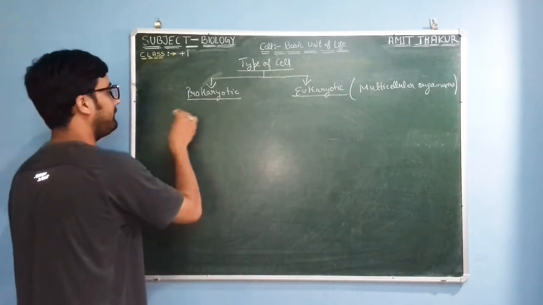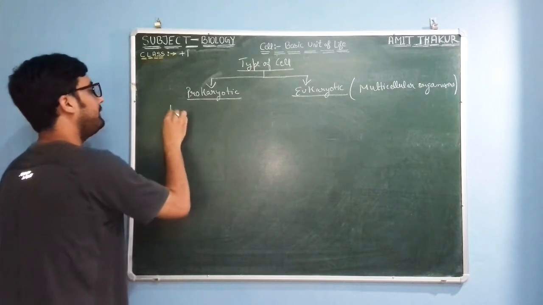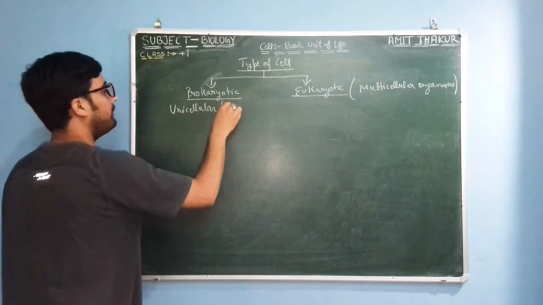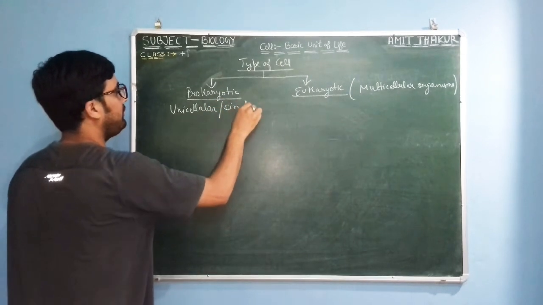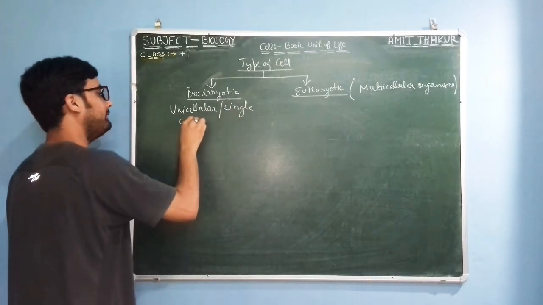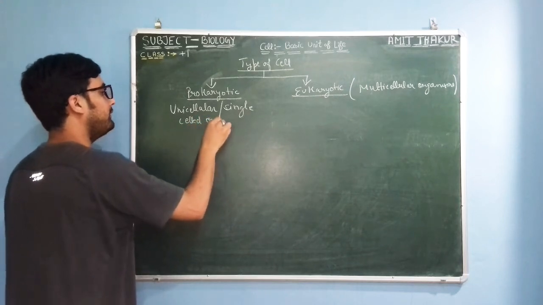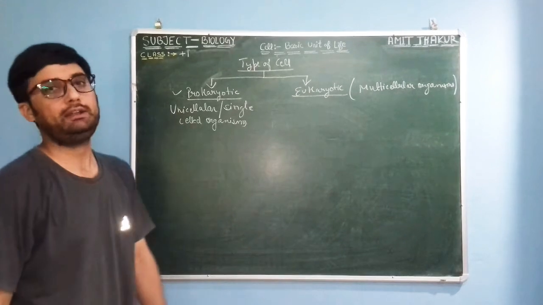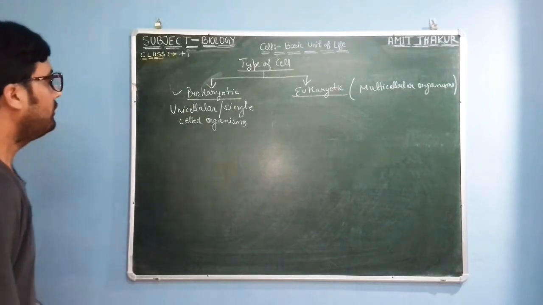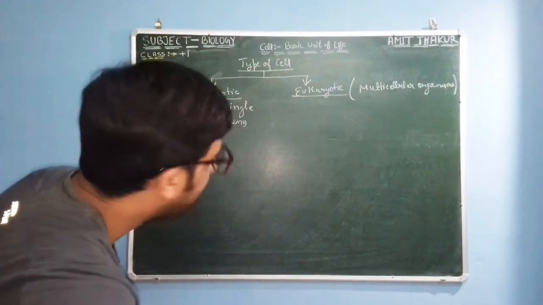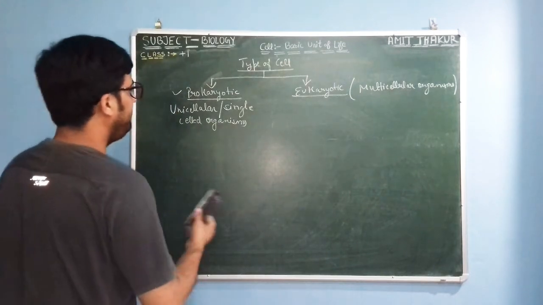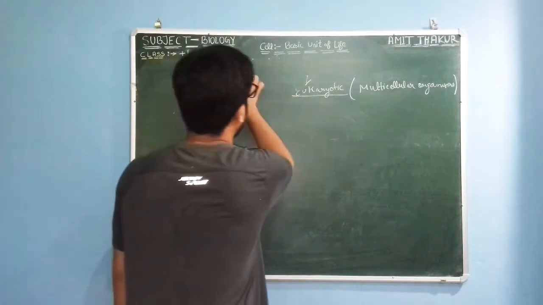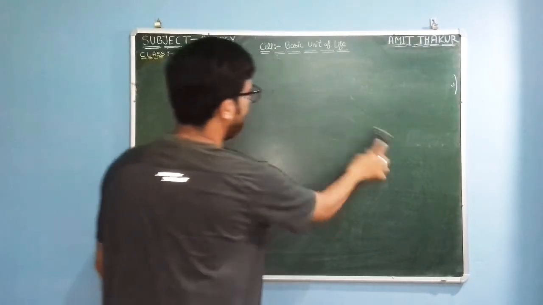Prokaryotes means unicellular, or you may call it single-cell organisms, like bacteria. So in this lecture we specifically talk about the prokaryotic cell and its structure.